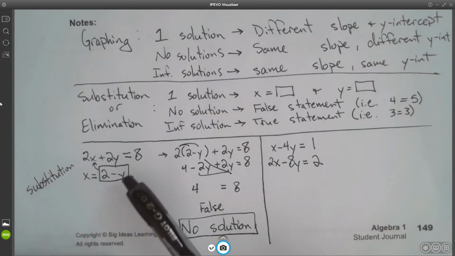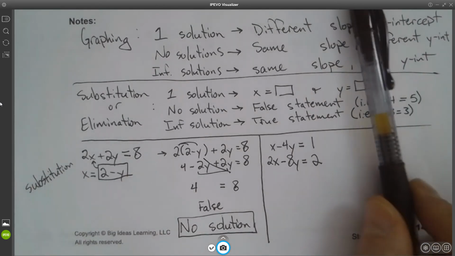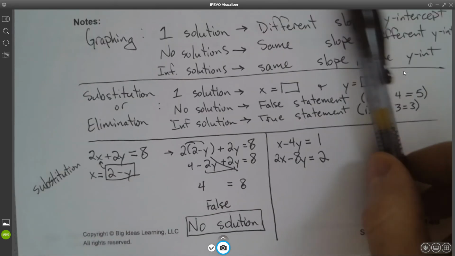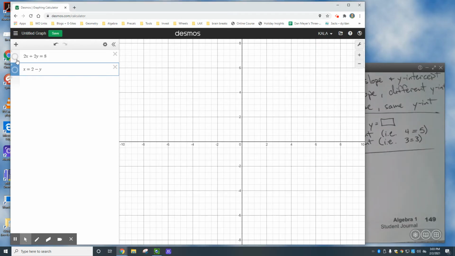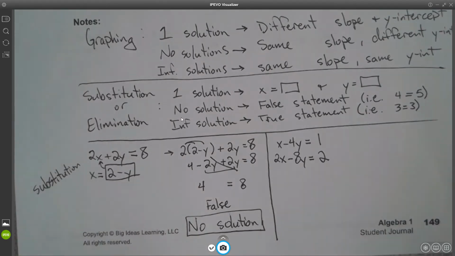If I were to graph these two equations, then I would see that they're parallel lines. So let's take a look at the graph there. If I turn on the first line, 2x plus 2y equals 8 is there in red, and then x equals 2 minus y. On that graph, I can clearly see that these lines are parallel and they're not intersecting, so no solutions makes sense because there are no intersection points.